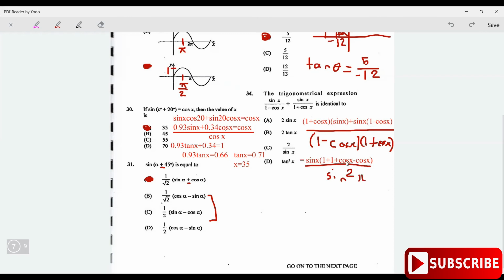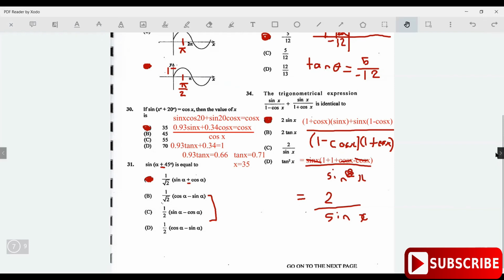So you have 2 sin x over sin square. A sine cancels the square right here, so it works out to be 2 over sin x. That's your answer, 2 over sin x. Easy, straightforward, sorted. 2 over sin x. Nice. Moving right along.